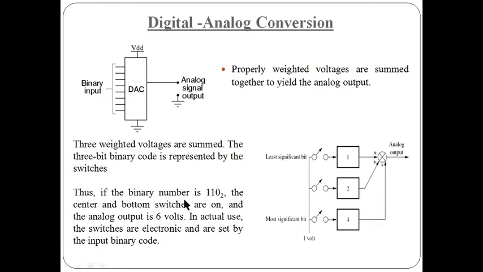So if the binary number is 110, the center and bottom switches are on and the analog output is 6 volts. This is the voltage value of each bit: 1, 2 and 4. Suppose the binary number provided is 110, then the center and bottom switches are on and the analog output voltage will be 6 volts. In actual cases, the switches are electronic and are set by the input binary code.